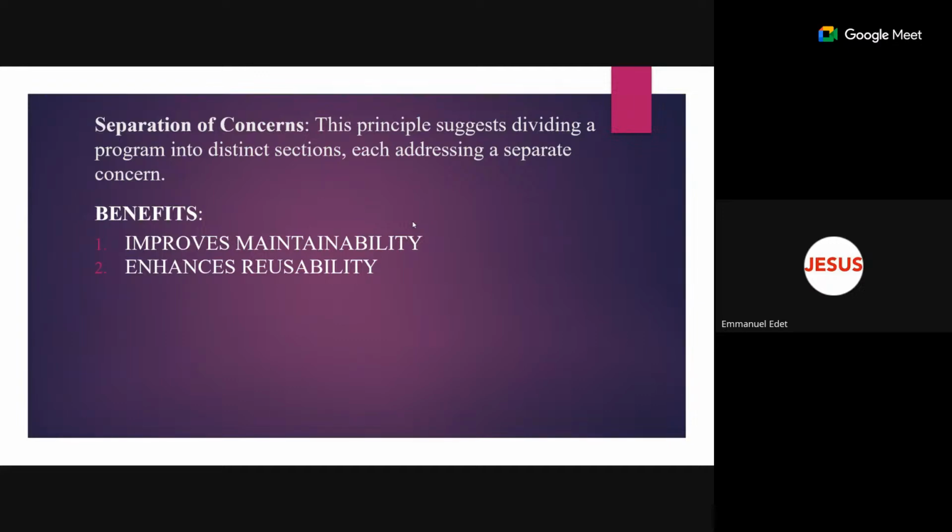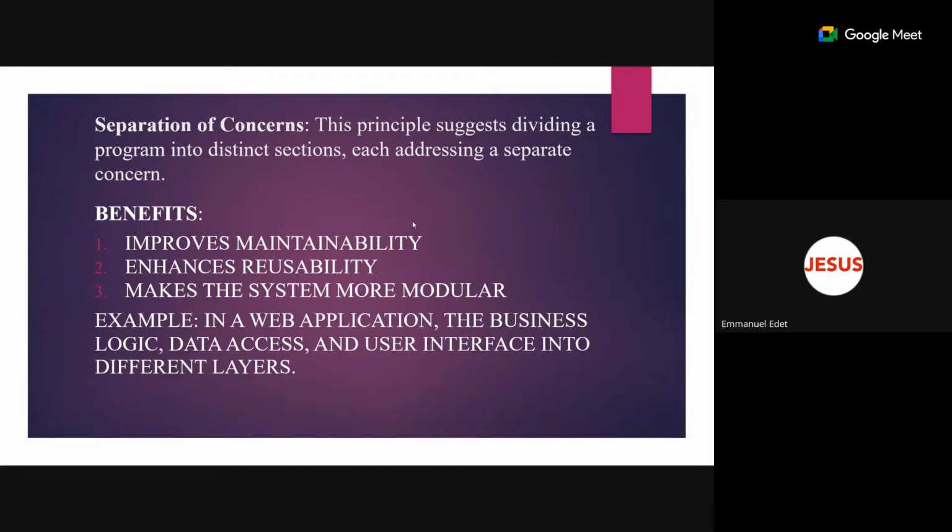So separation of concern can be the way you handle the authentication and the way you handle the UI rendering. Now, it makes the system more modular, and we have seen this one, breaking things into simpler parts. Example, in a web application, the business logic, data access, and user interface are defined into different layers.